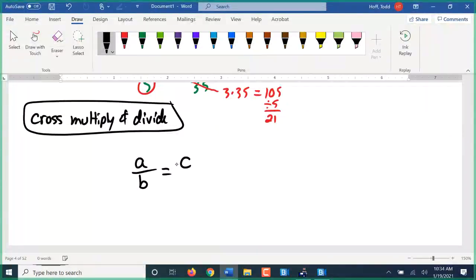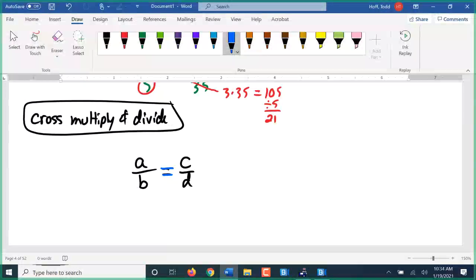A over B has to be equivalent to C over D. Keyword there is they have to be equivalent, which means that symbol there is an equal sign. They are equal, so this is an equation. When dealing with an equation, if you remember from last semester, we can add, subtract, multiply, or divide from either side as long as we do the same to both sides, and it'll still be equal. It won't change the balance of that equation.